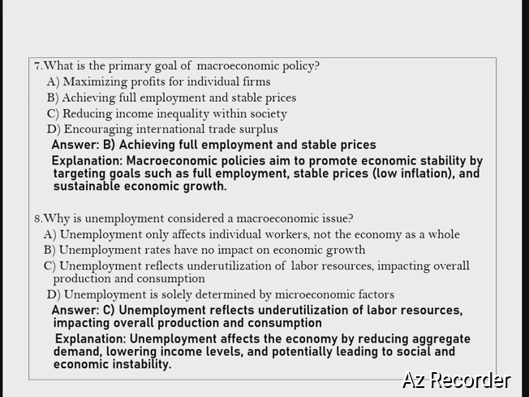Option A, maximizing profits for individual firms. Option B, achieving full employment and stable prices. Option C, reducing income inequality within society. Option D, encouraging international trade surplus. Correct answer is option B.